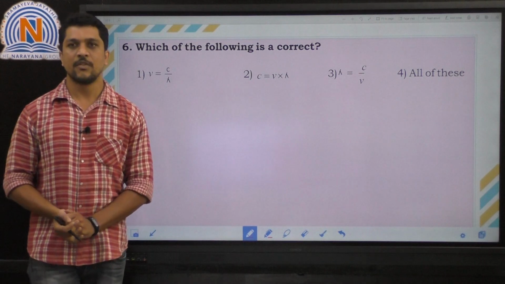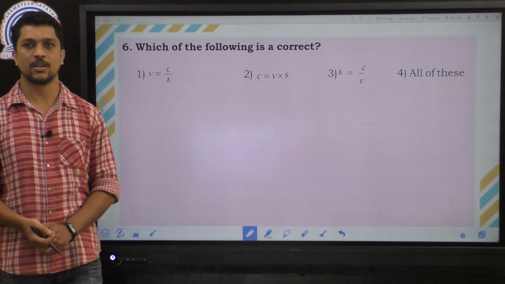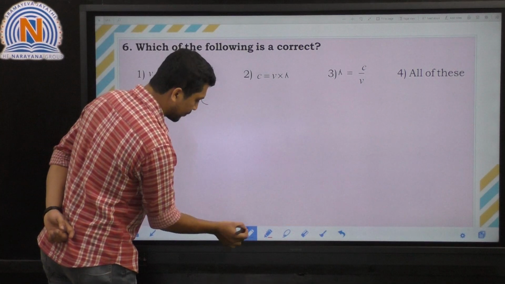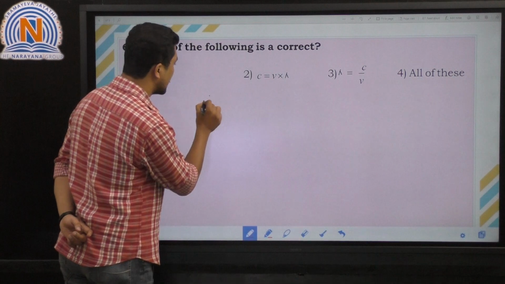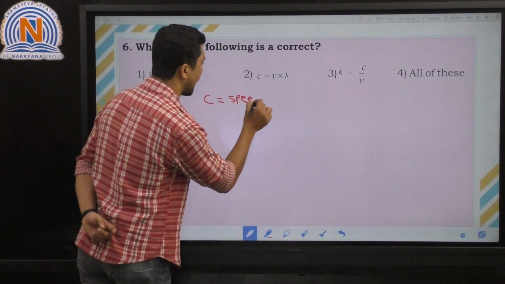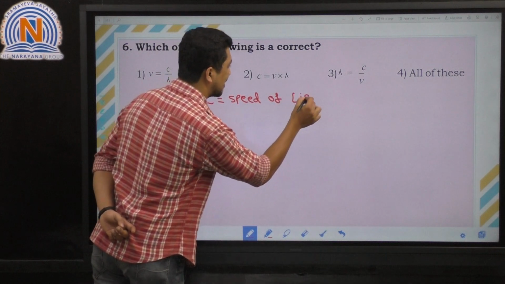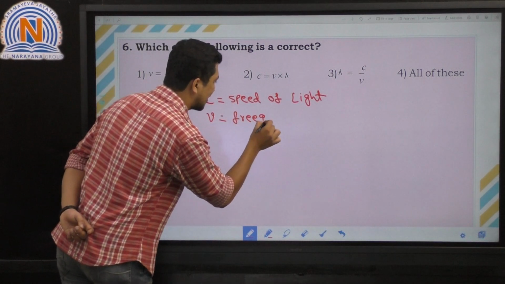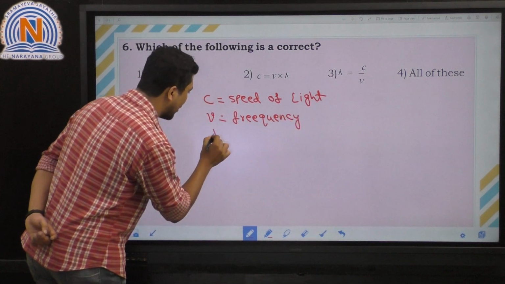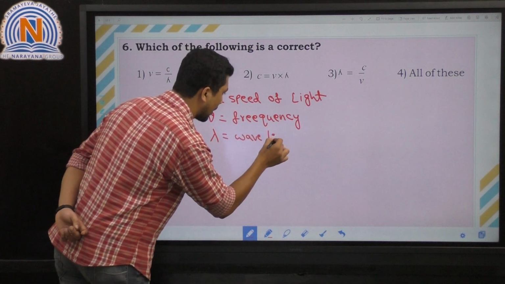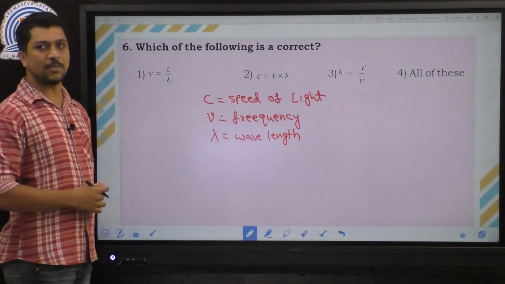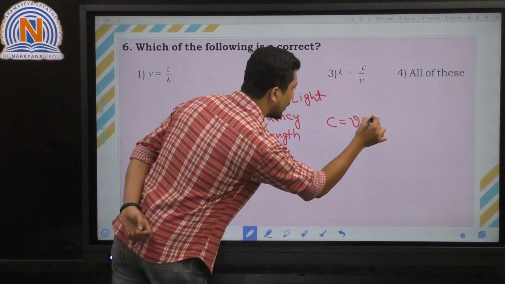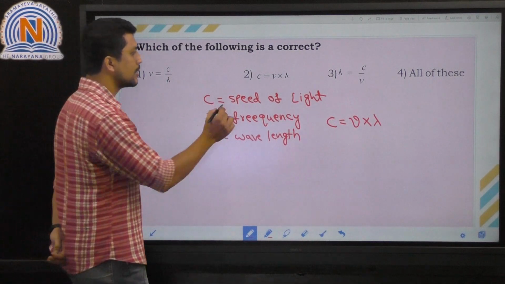Here is the sixth question. Which of the following is correct? They have given some relations, where c equal to speed of light, nu equal to frequency, and lambda equal to wavelength, right? So the relation between speed of light, frequency and wavelength is c equal to nu into lambda. That is the second option, right?